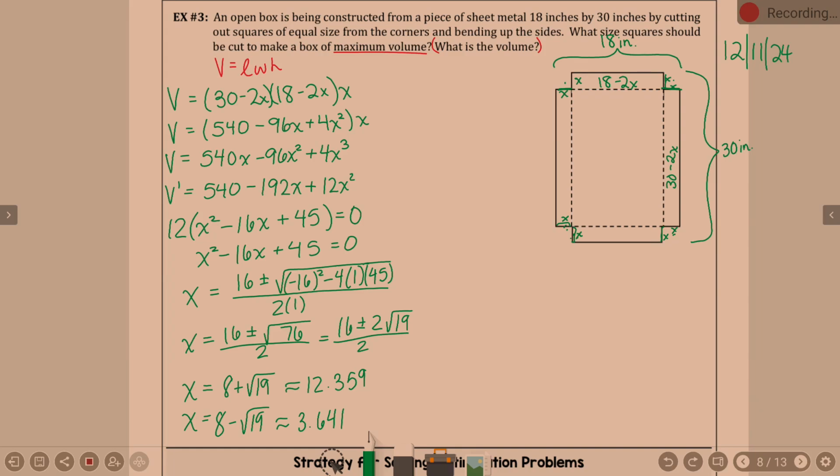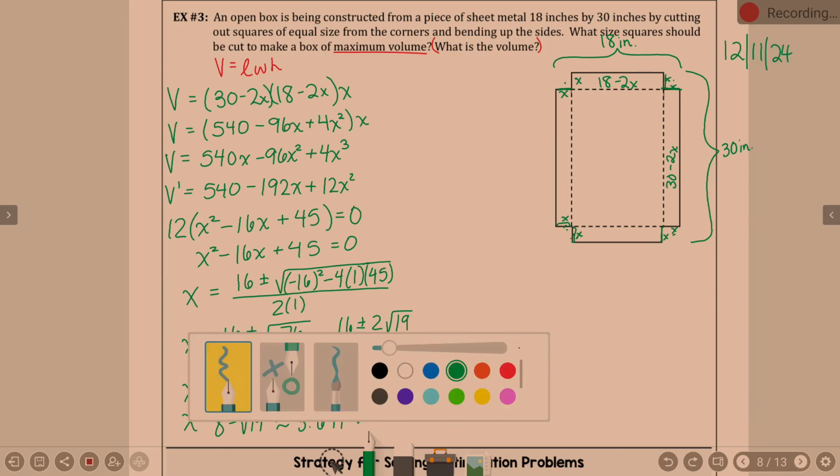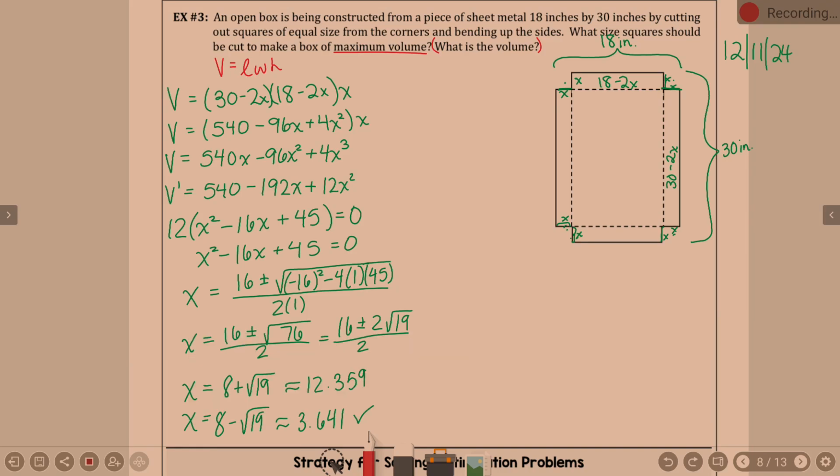The second one seems a little more realistic. But is 12.359 a possibility? If it is a possibility, that means you have to go from both sides. I would have 12.359 here and 12.359 there, which would be 24, which is bigger than a side of 18. Do you see what I'm saying there?